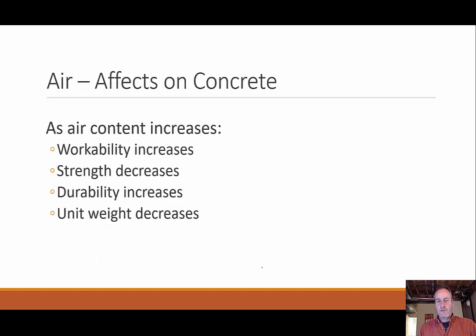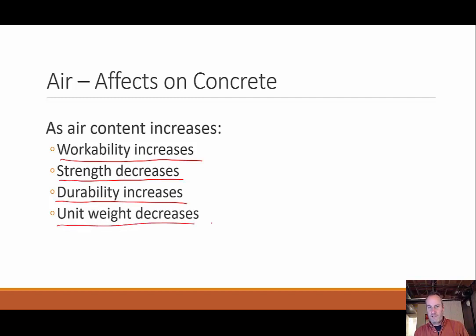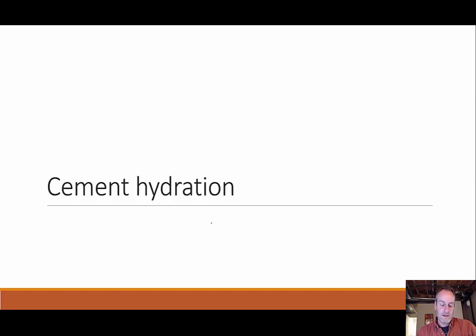So what does air do in essence? Well, it does increase the workability. So more air, it's easier to work with, it's easier to form, to get it into all the voids and places where you need it to get. Also the screeding, troweling on top, things like that. However, what happens is our strength will decrease as I add more air. Our durability will increase for the reasons we just said, to allow that freeze and thaw. And of course our unit weight decreases because we've changed the density by adding more air, right? So the weight of our concrete changes.